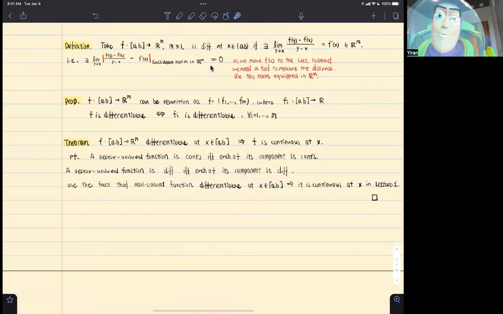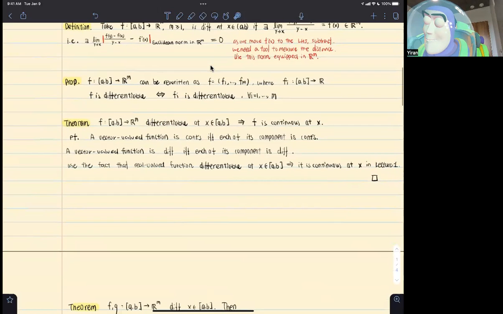So just keep in mind, we really need this norm to measure the difference between the two vectors in Rm. And again, there is a similar proposition. So if we have f that is differentiable, if and only if each component-wise function is differentiable. Recall that f is really like a vector function. So f can be written as a vector of f1, dot dot, fm, and then f is differentiable if and only if each of the coordinate functions is differentiable.